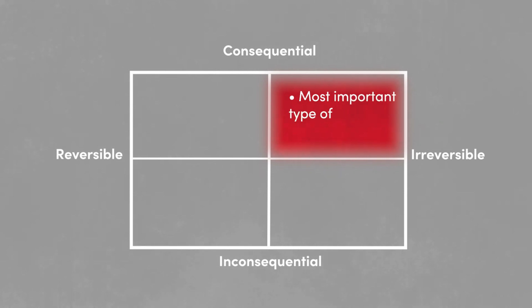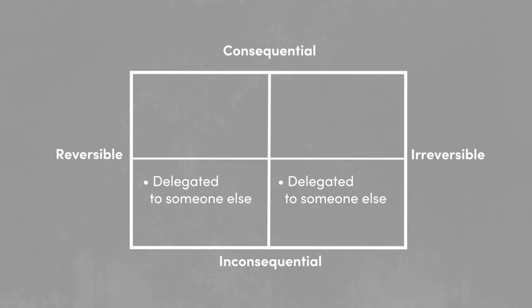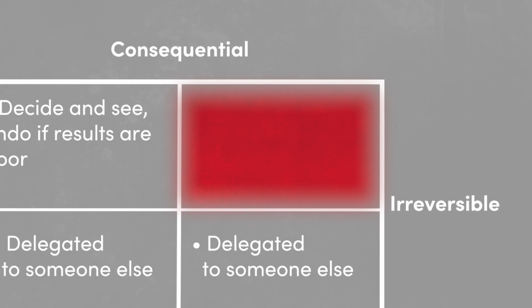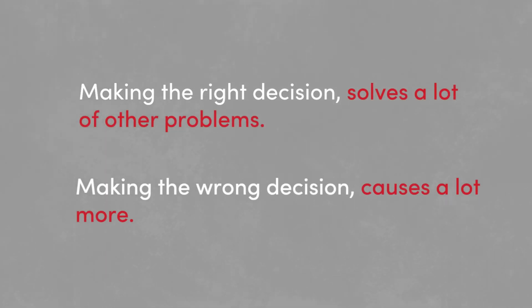These are the most important types of decisions that you make. It's important to note at this point, we've eliminated pretty much 75% of decisions already. Anything inconsequential has been delegated. Anything reversible and consequential should just be decided on, and if it doesn't work out, just undo that decision. All of that time spent saved thinking about those decisions can now be invested into the consequential, irreversible ones. These types of decisions are the most important because often making the right decision solves a lot of other problems, and making the wrong decisions causes a lot more.